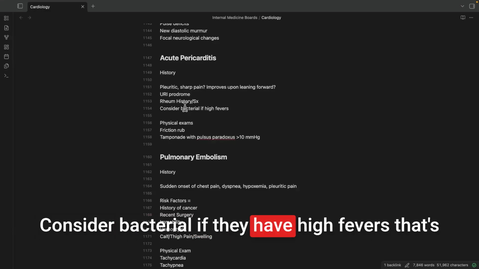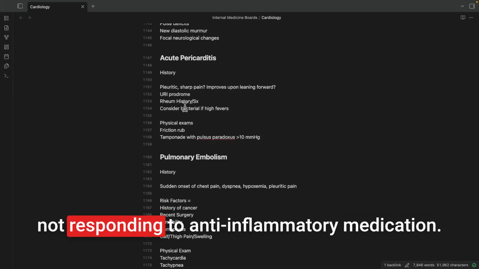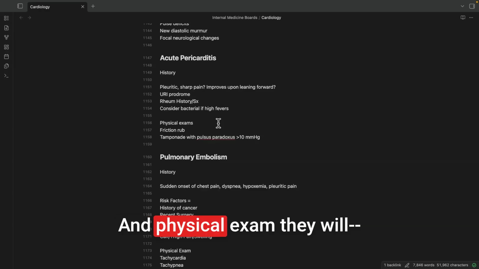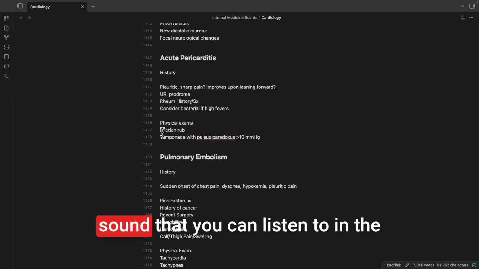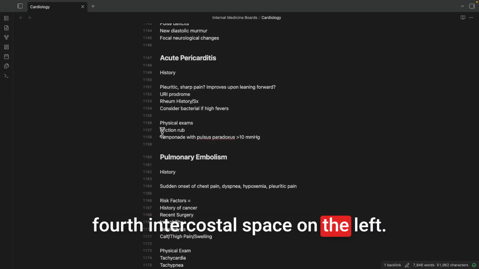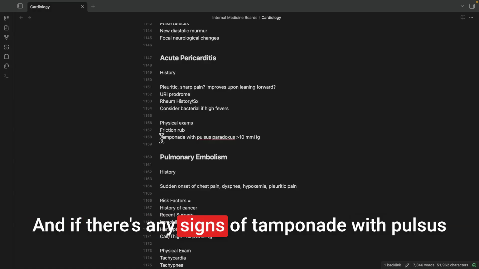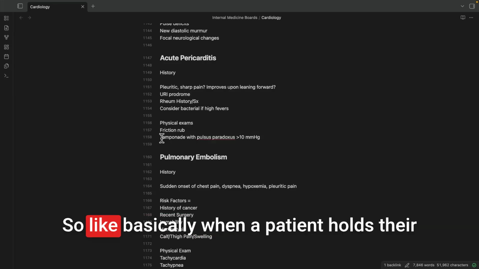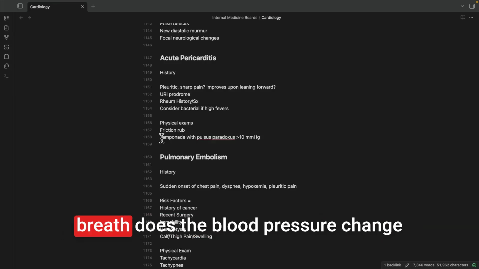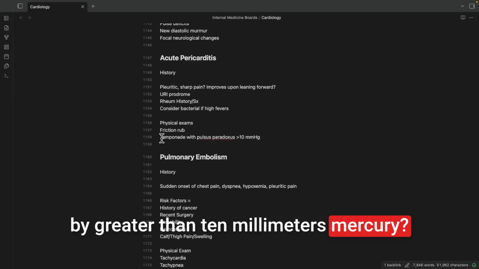Consider bacterial if they have high fevers that's not responding to anti-inflammatory medication. And on physical exam, there will be a friction rub. So this is basically like a scratchy sound that you can listen to in the fourth intercostal space on the left. And if there's any signs of tamponade with pulsus paradoxus greater than 10 millimeters mercury, what does that mean? So basically, when a patient holds their breath, does the blood pressure change by greater than 10 millimeters mercury?